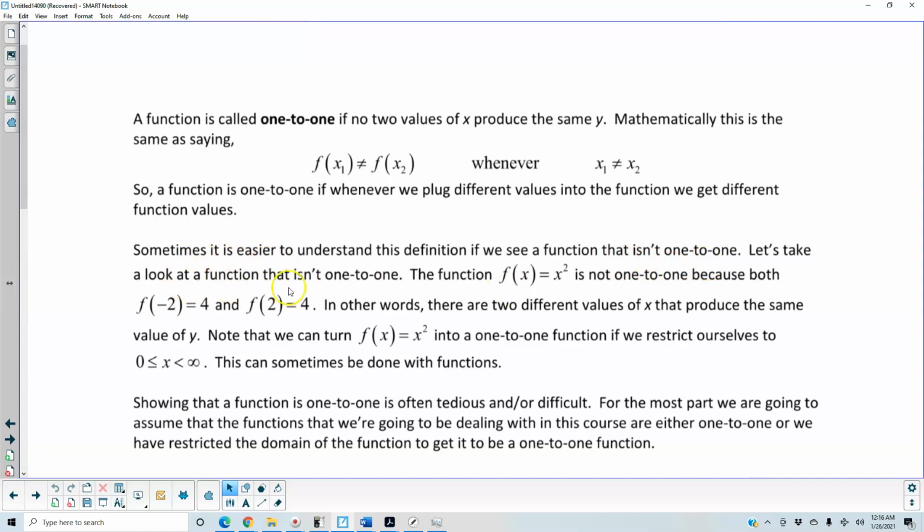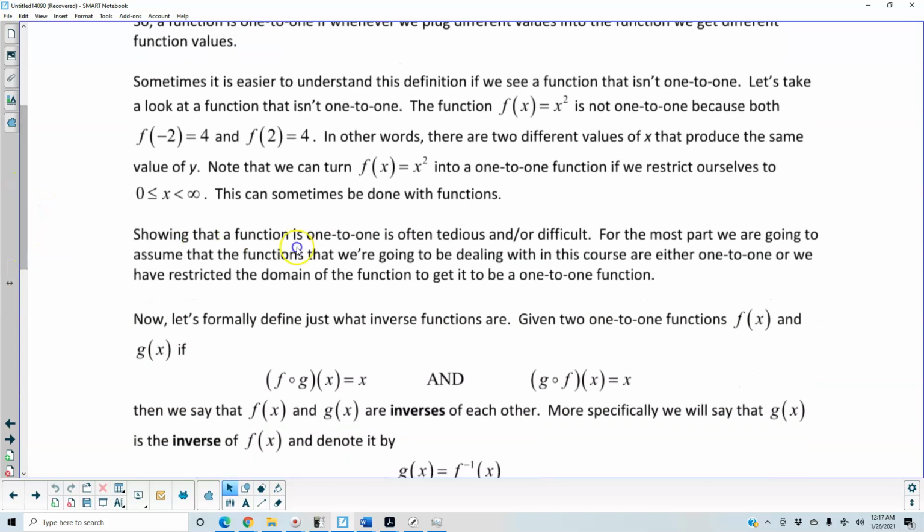Sometimes it is easier to understand this definition if we see a function that isn't one-to-one. The function f of x equals x squared is not one-to-one because both f of -2 equals 4 and f of 2 equals 4. In other words, there are two different x values that produce the same value of y. Note that we can turn f of x equals x squared into a one-to-one function if we restrict ourselves to where x is between 0 and infinity, including 0. This can sometimes be done with functions.